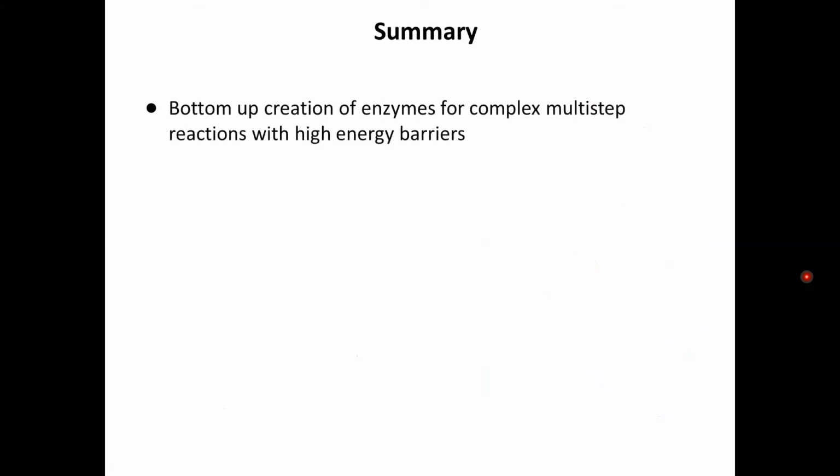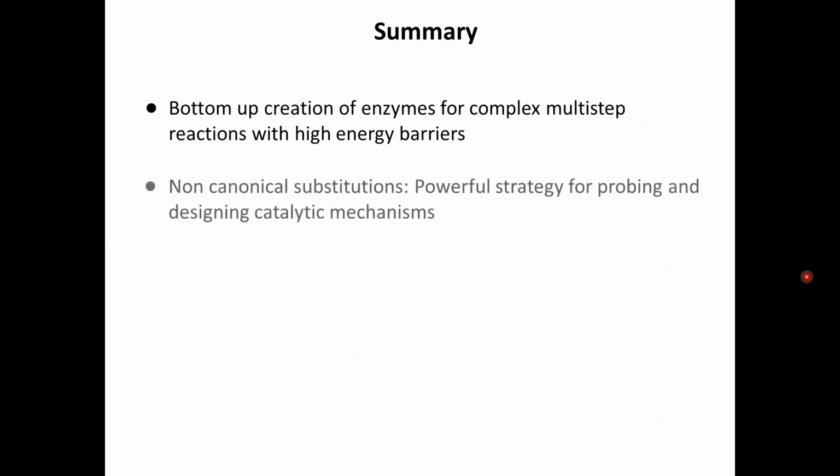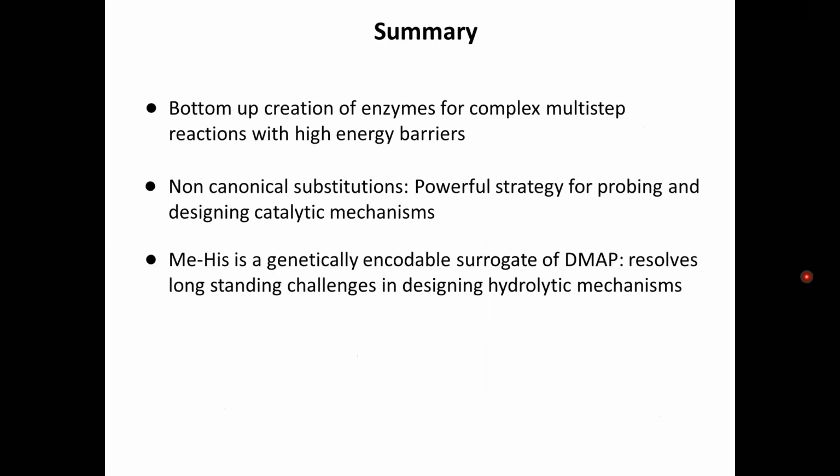So that's really all I want to talk about today. Hopefully I've shown that we can create enzymes for complex multi-step transformations that are not observed in nature. Hopefully I've convinced you that installing non-canonical amino acids gives us new ways of installing new functional groups into proteins covalently. In particular, we've encoded a genetically encoded surrogate of dimethylaminopyridine. And so we think we can access a whole range of transformations here.